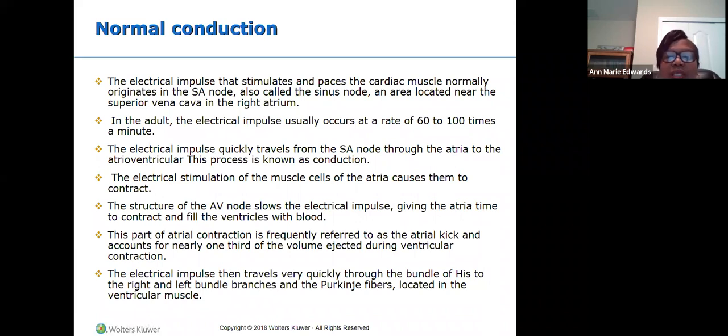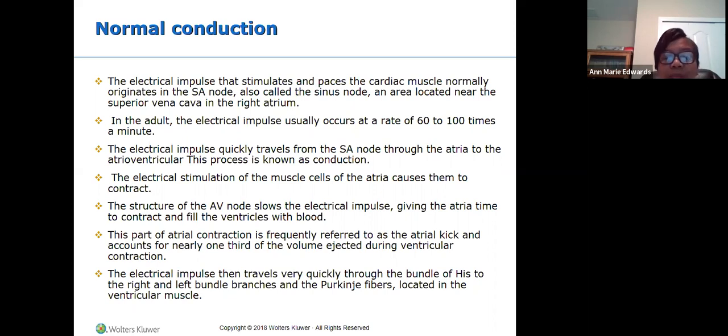Normal conduction, as we described, is when the electrical impulse that stimulates and paces the cardiac muscle normally originates in the SA node, and that's how normal conduction through the heart is initiated, okay? It starts in the SA node, and it's an area located near the superior vena cava in the right atrium. When we did assessment of cardiac function, we already did all of this. I'm just going over it as a review.